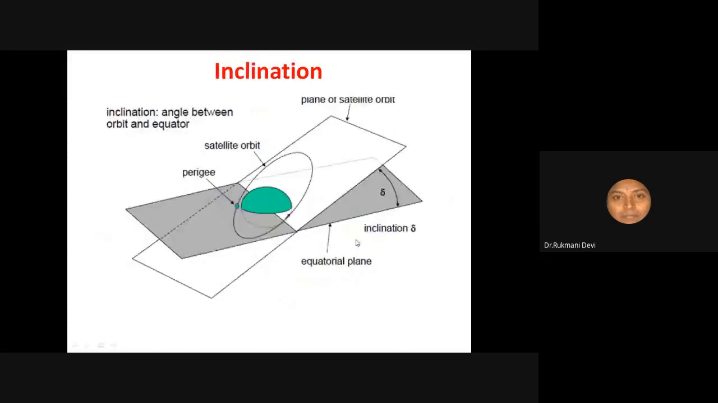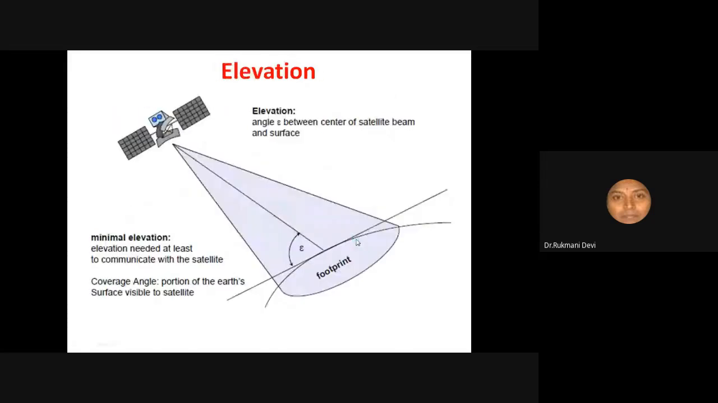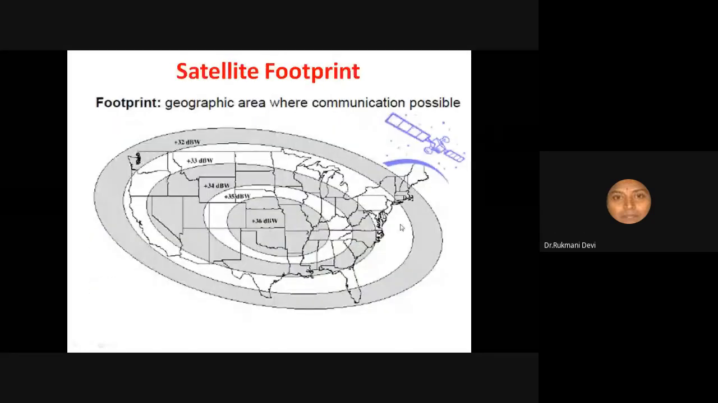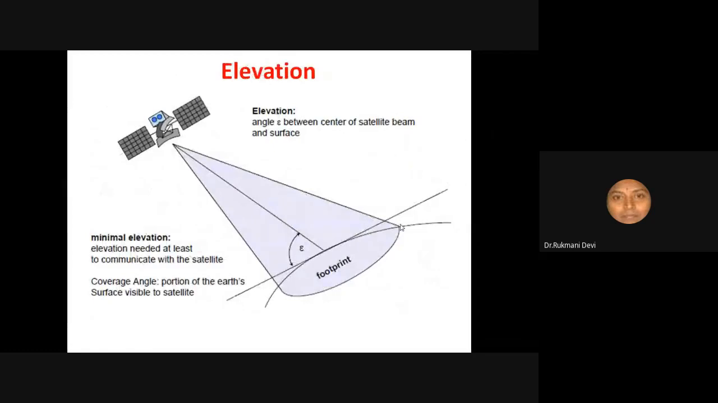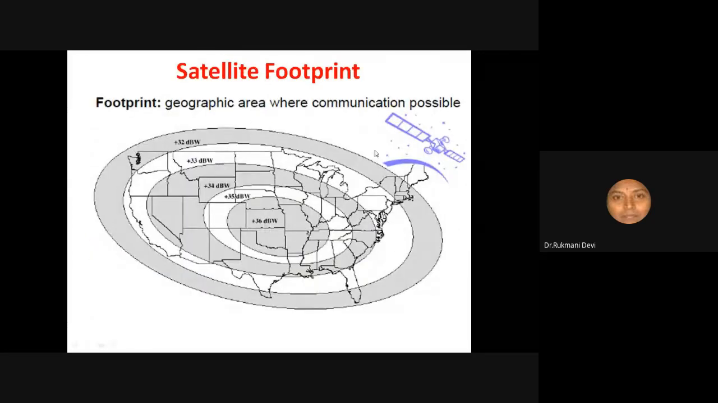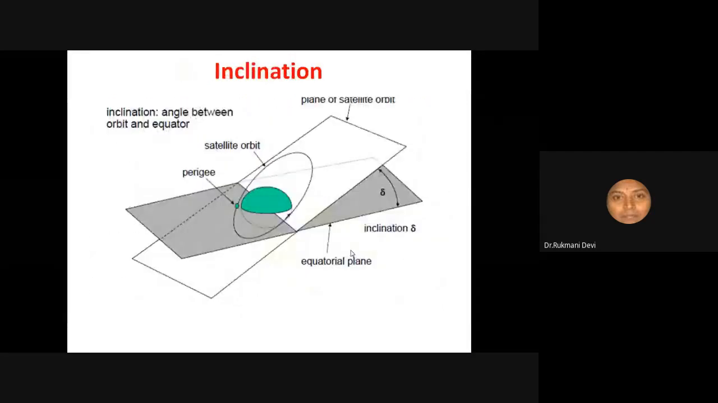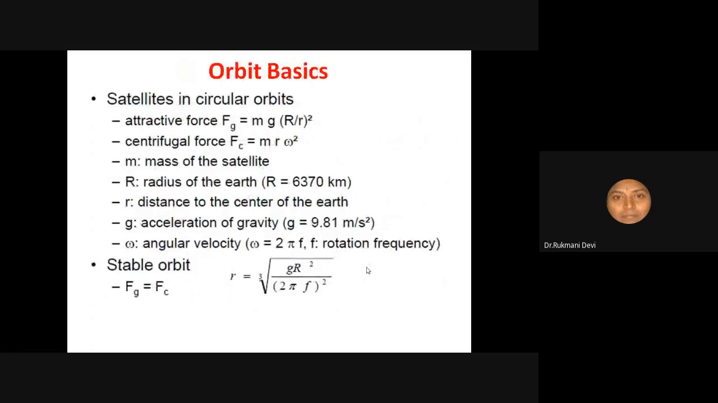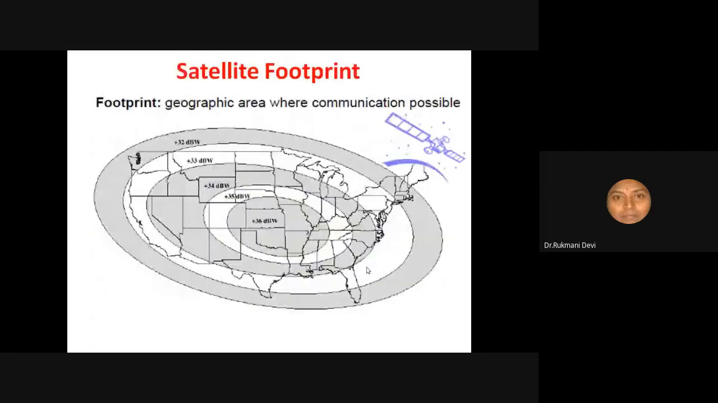So what is meant by inclination? What is meant by elevation? Now, to calculate the elevation, the footprint. This is called a satellite footprint. The footprint is the geographic area where communication is possible. So these are geographical locations. You have a satellite, and communication between the two we obtain by use of the elevation angle and the inclination. We can calculate all these things.